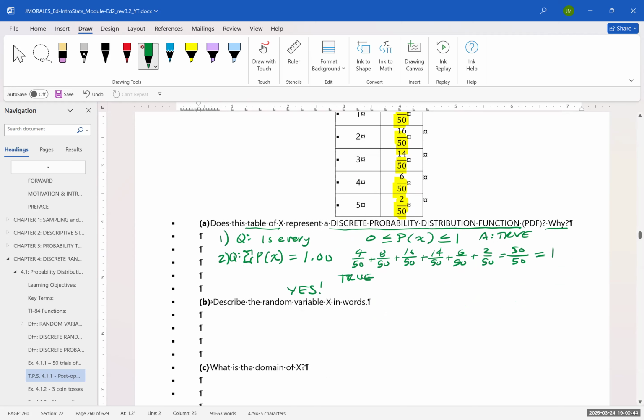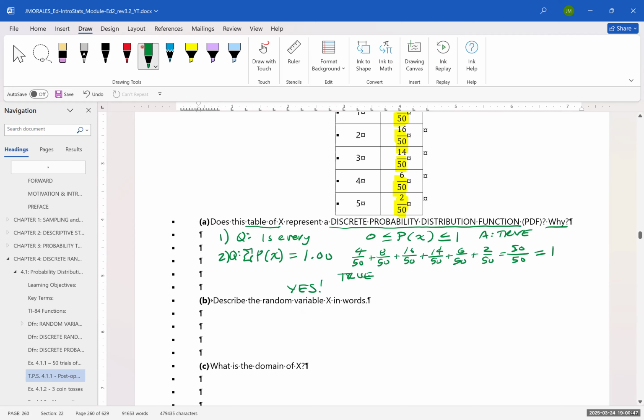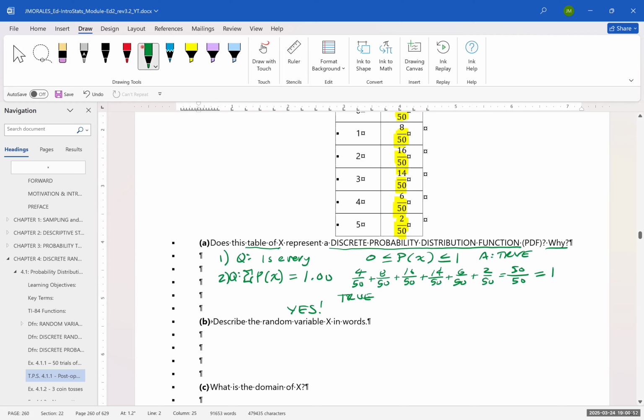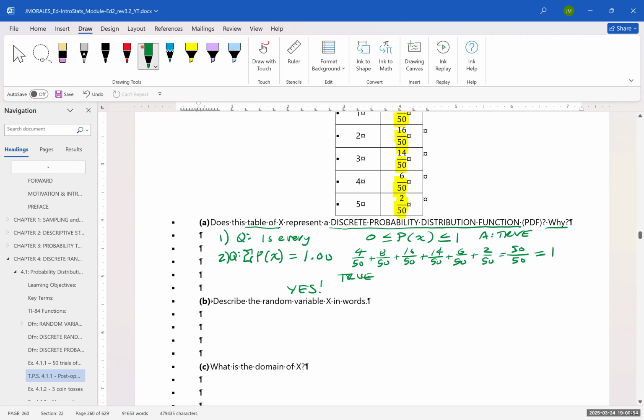Okay, part B is, describe the random variable x in words. So how was this random variable defined? Well, technically, random variable capital X is equal to the number of times the average post-operative patient rings the nurse in a 12-hour shift.